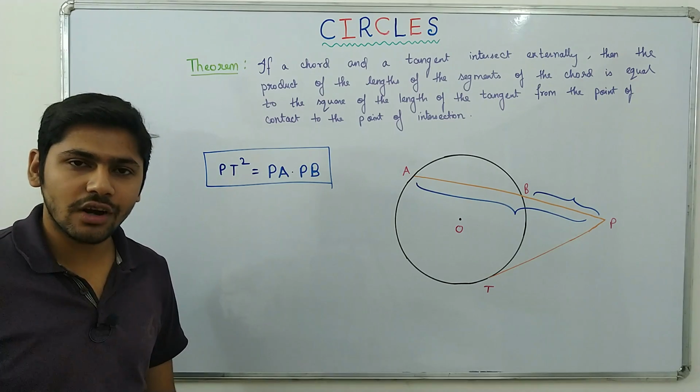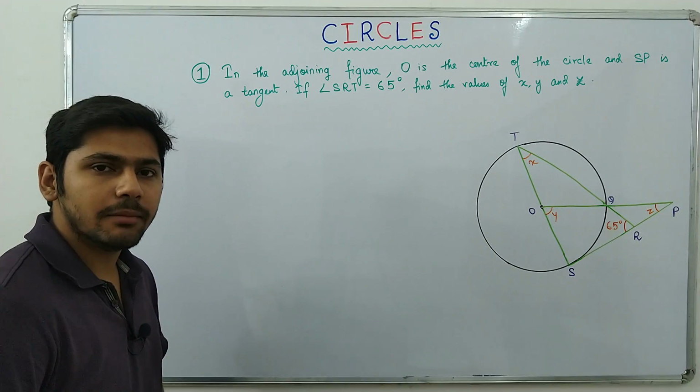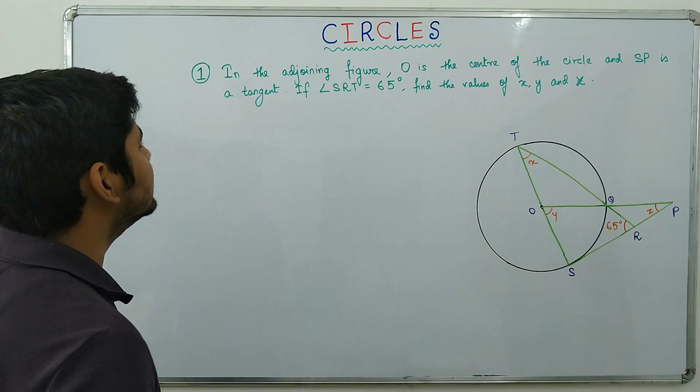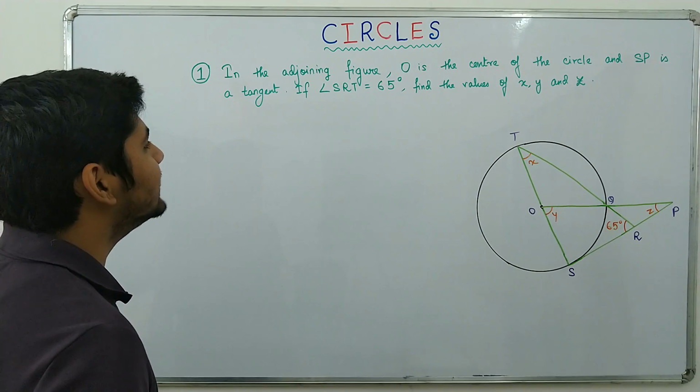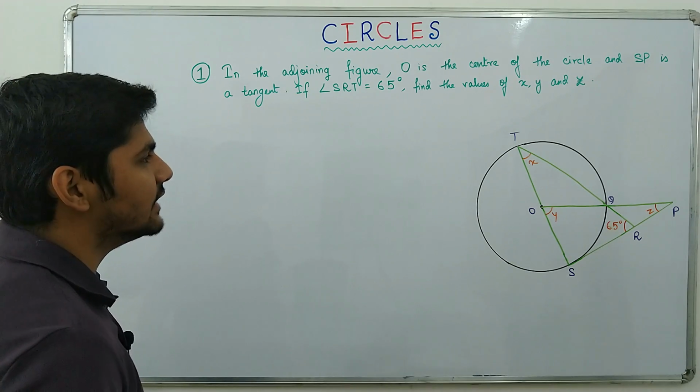Now that we are done with the theorems, we will move on to the sums. Let's begin with sum number 1. In the adjoining figure, O is the center of the circle and SP is a tangent. If angle SRT is equal to 65 degree, you have to find the values of X, Y and Z.